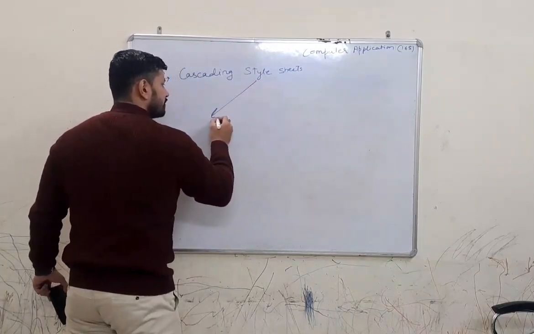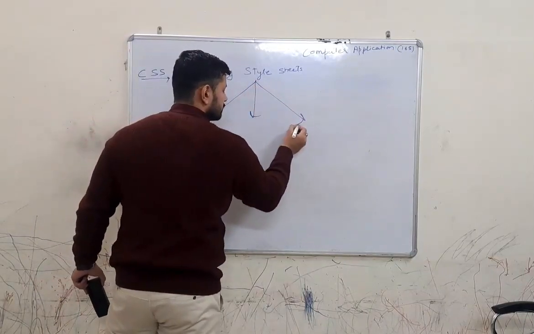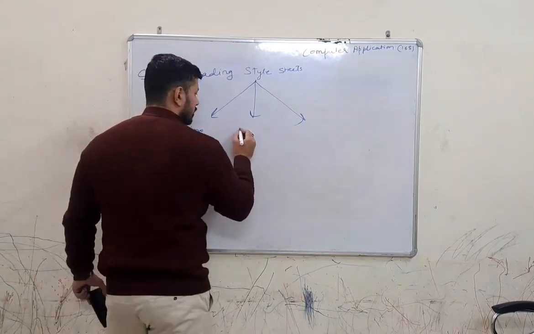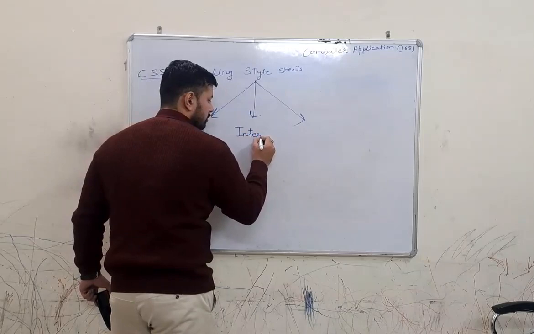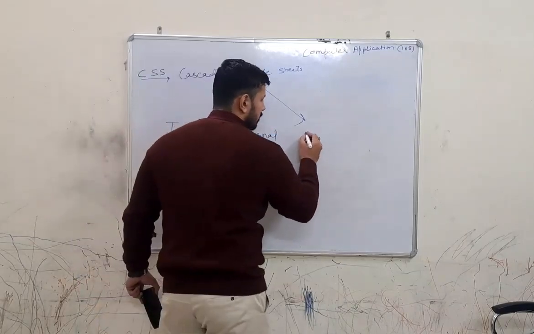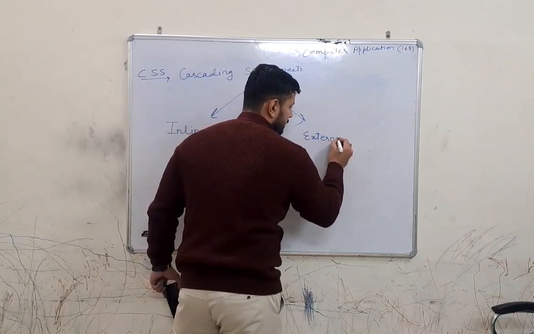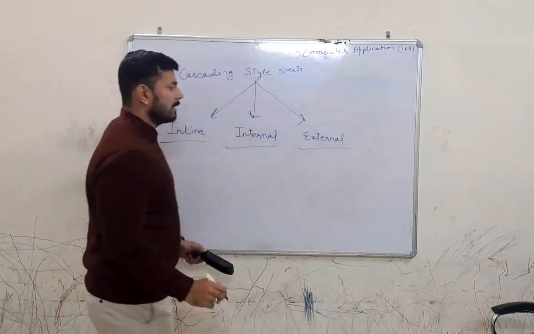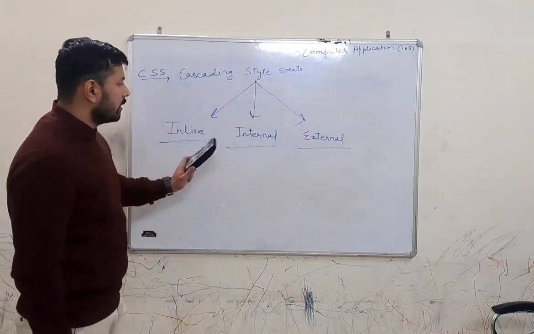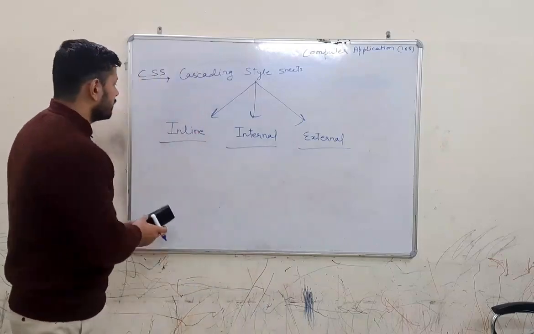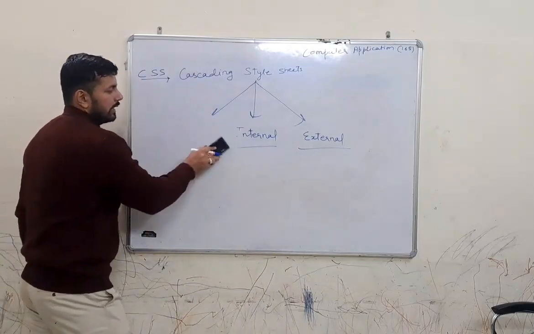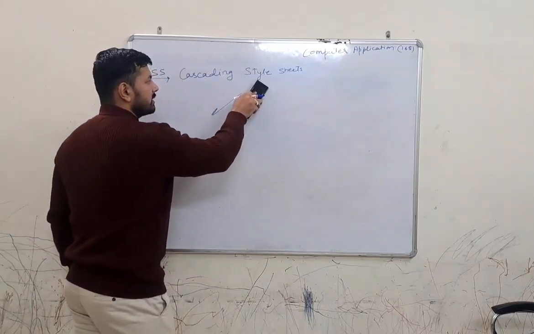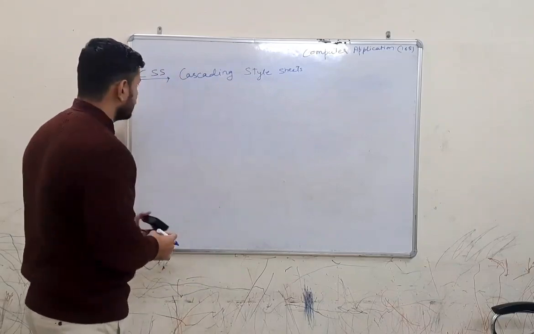There are three types of CSS. The first one is inline, the second one is internal, and the third one is external CSS. So there are three types of CSS: inline, internal, and external. First we will study internal, then inline, then external.